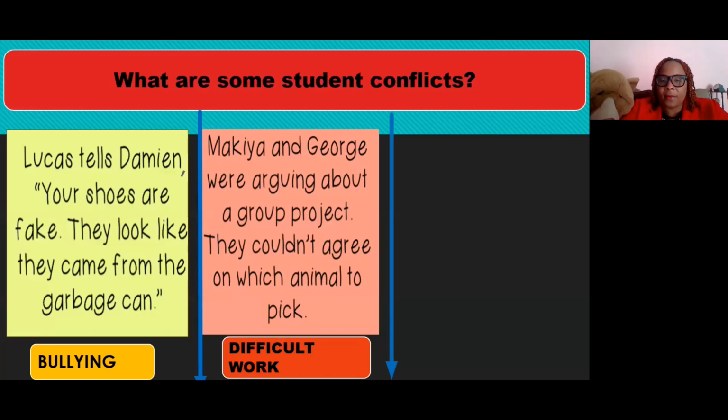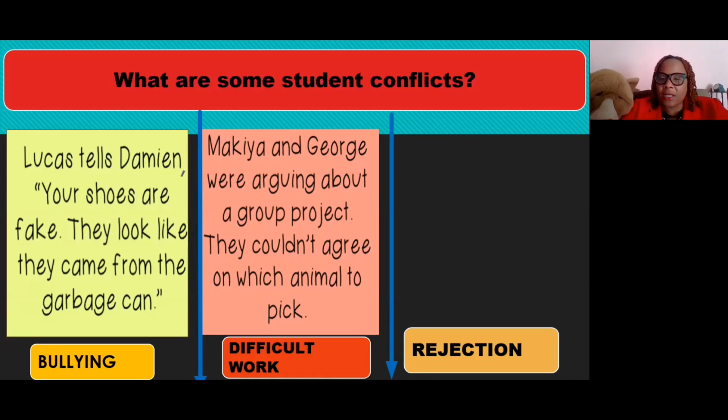No, they don't like group work. Just a few persons are saying yes, but the majority say no. So it is something that most people don't like to do, but it is a skill you need for life, because a lot of times you have to work with other people, but it still causes conflict. So rejection is another type of conflict that happens a lot in schools among students.